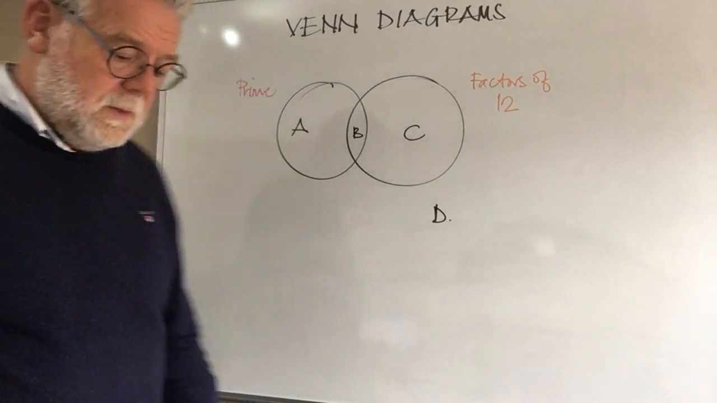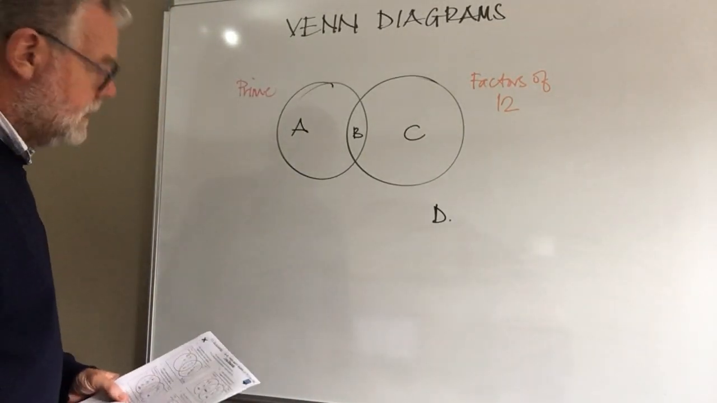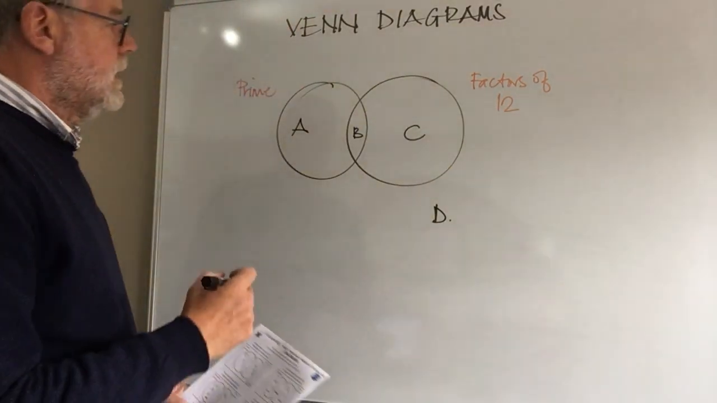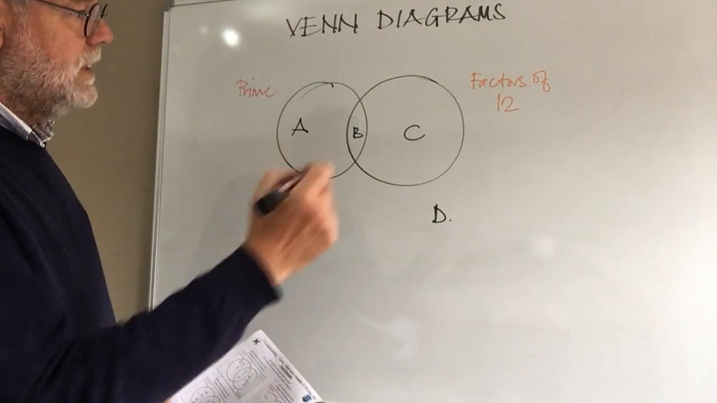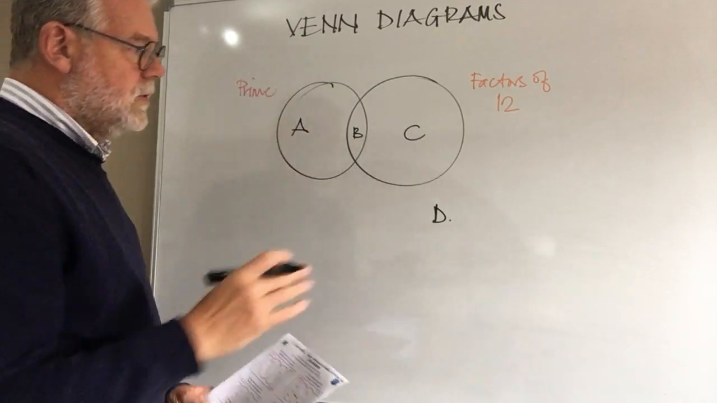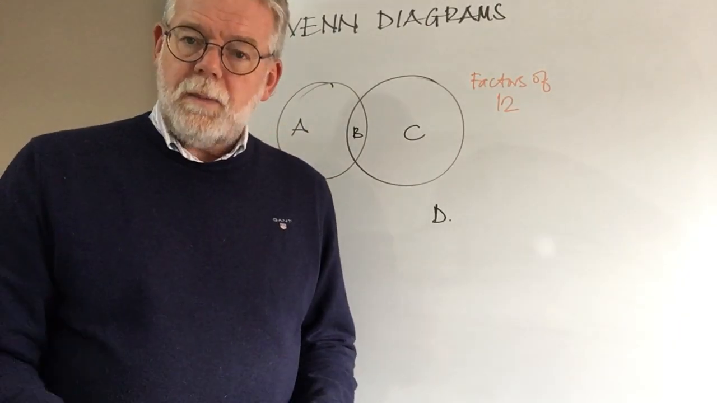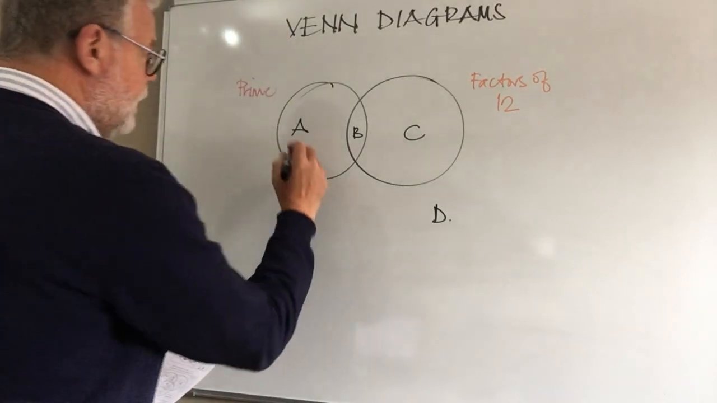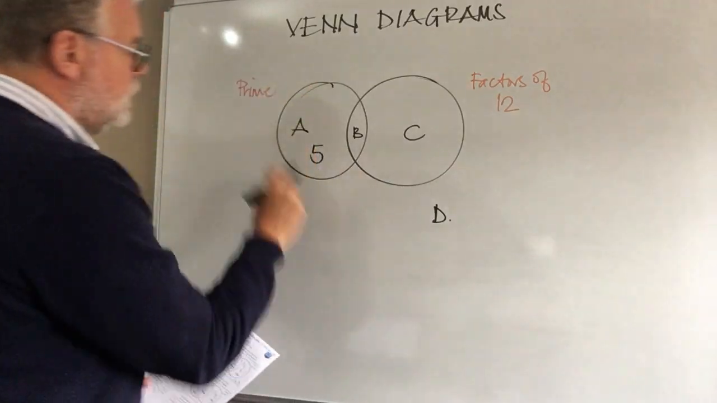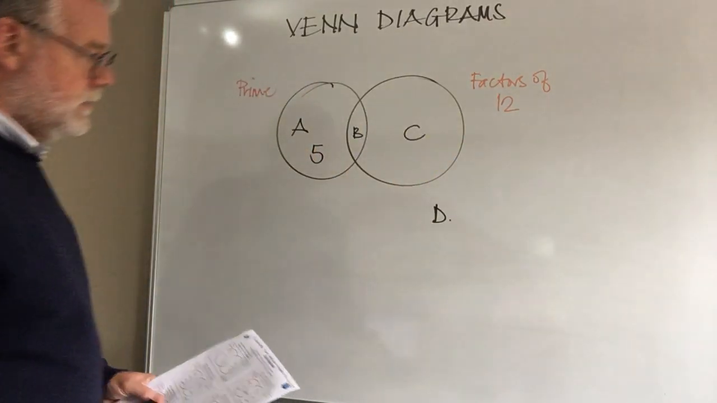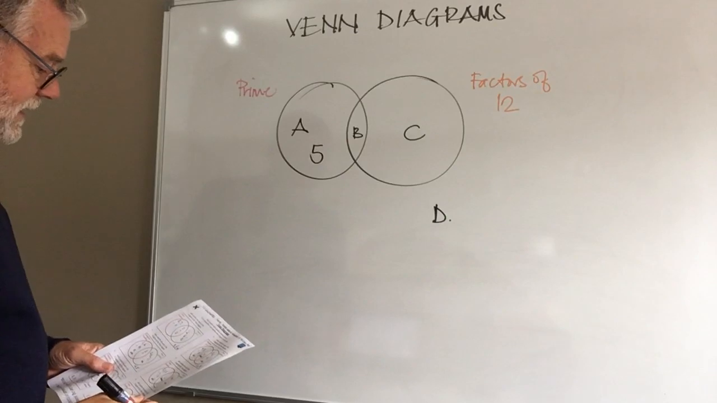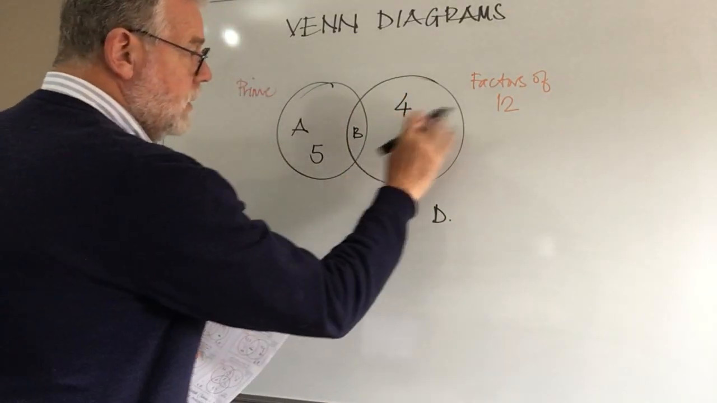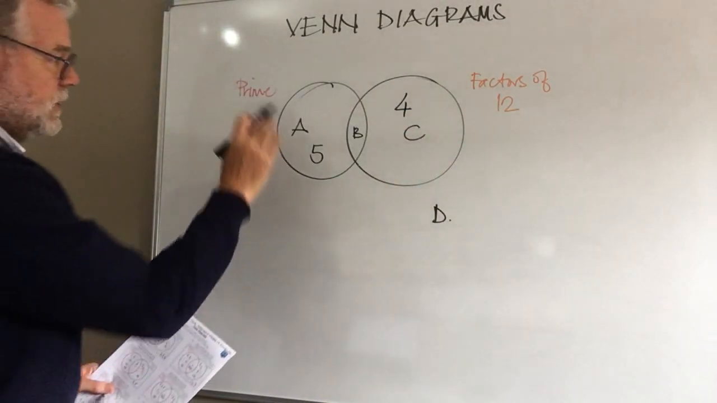So if, for instance, we were thinking about how we would answer this, bearing in mind there's a number of possibilities, but if the question says put a number in each of the regions so as to fulfill the requirements of this Venn diagram, we could have in A the number 5, which we know is a prime number, but it's not a factor of 12. In C, we could have 4, couldn't we? Because we know that's a factor of 12, but it's not a prime number.